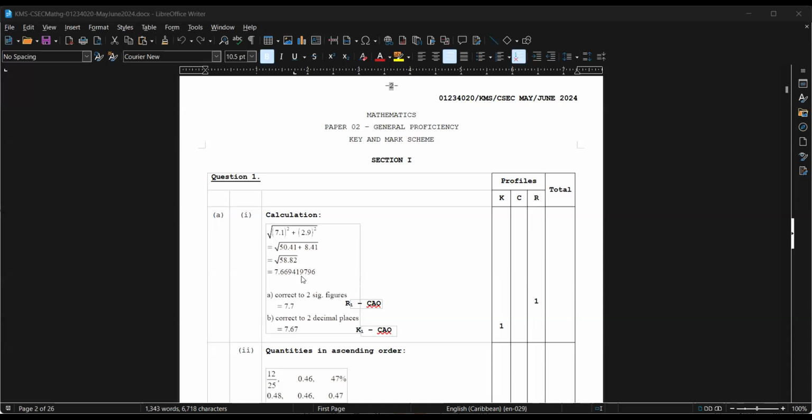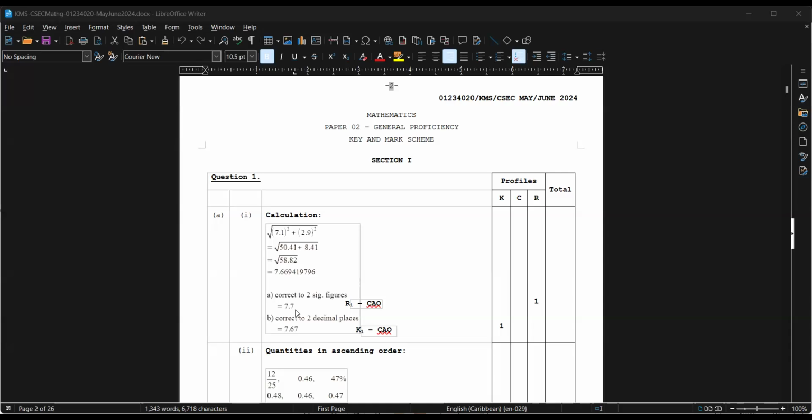So you don't have to detail all of that to them. They expect that you are at the level where you have a scientific calculator in your hand, and you can punch that whole problem in and get 7.669. What they're testing is that you can take 7.669 and round it to 2 significant figures, which is 7.7. Here is where they'll give you the mark. You see, R1, correct answer only. You can write all of this, and if you don't write 7.7, you get 0.